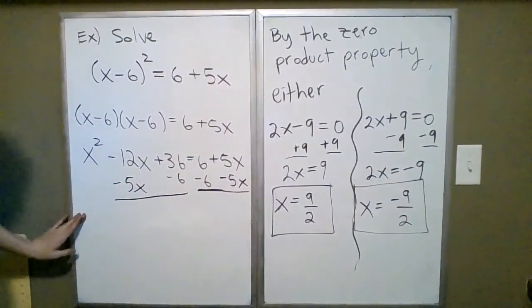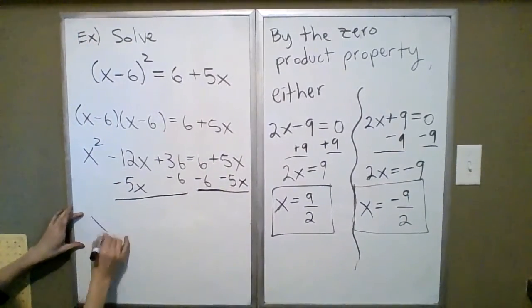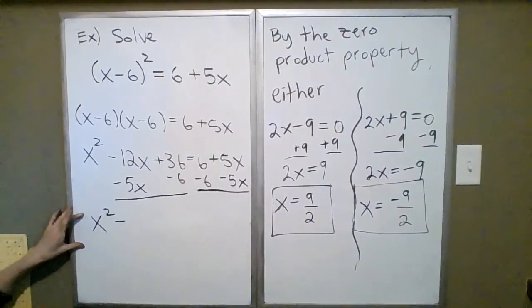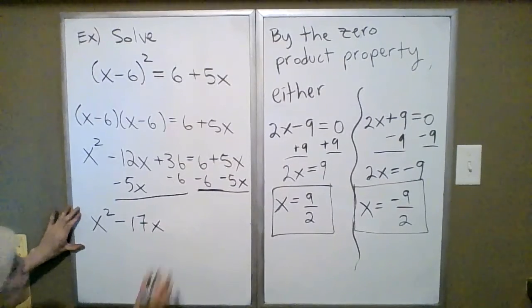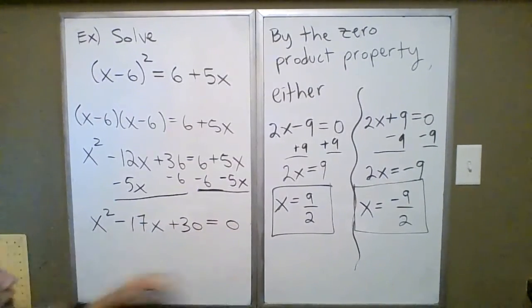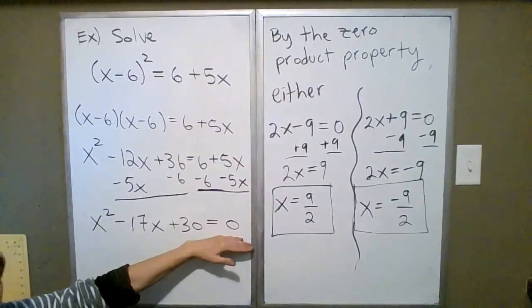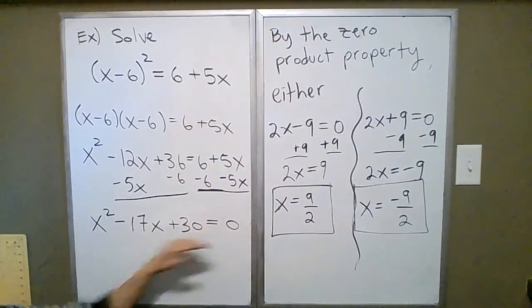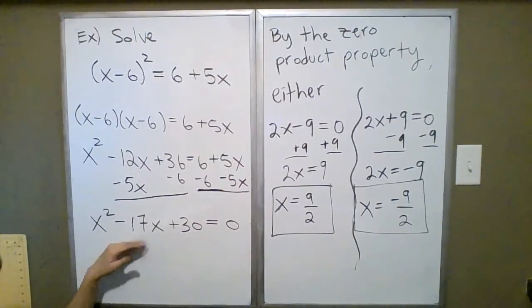On this side is x squared minus 17x plus 30 equal to 0. So that equal to 0 part is important. That's the first thing I need. The next thing I need is this side written as a product. So we're going to factor. And I think I'll use a grid. You can use a grid or a diamond.